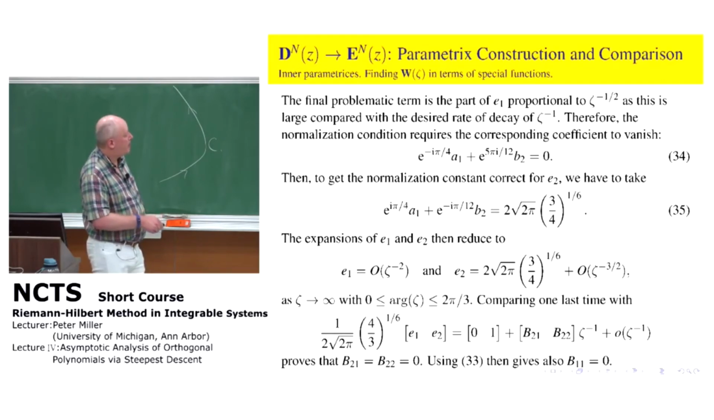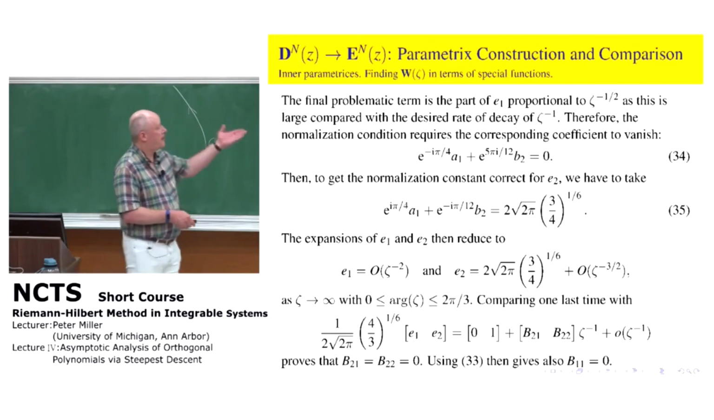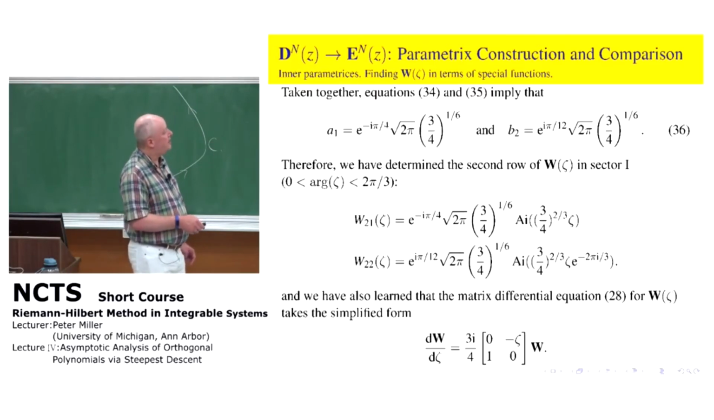And again, we compare for one last time with this formula down here. And now we see that B21 and B22 are both equal to 0. So now we remember that C is 0, and that means B11 is also 0. So all these things turned out to be 0, and we've picked the constants in a unique way in this sector.